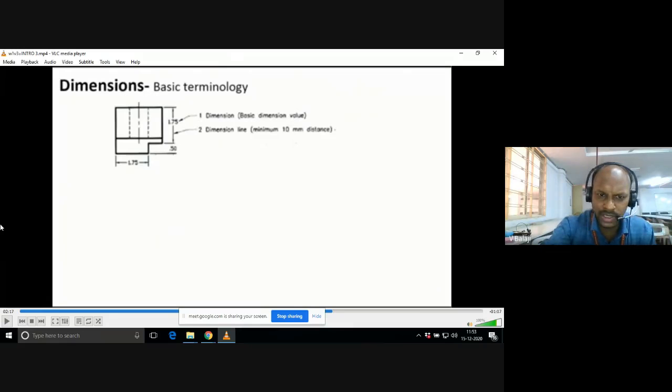Now, very important, the value is nothing but the dimension. And I have kept this value inside a line, an extra line is there, right? That we call the dimension line. Where you keep the value or dimension is known as the dimension line. That dimension line you have to draw at least 1 centimeter or 10 mm away from the main border line of the object. Do you understand? This 10 mm gap you must maintain.